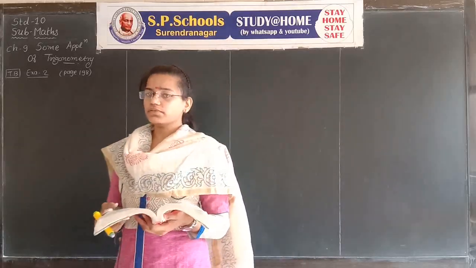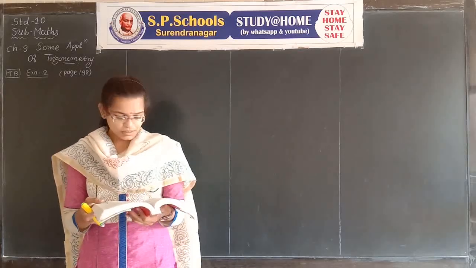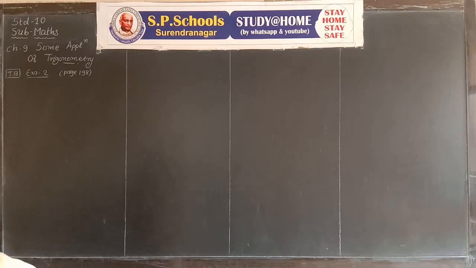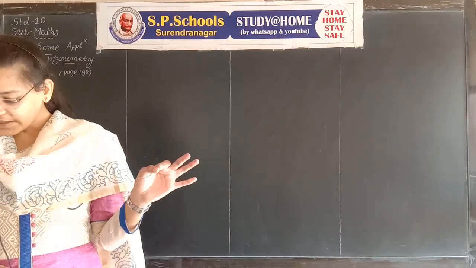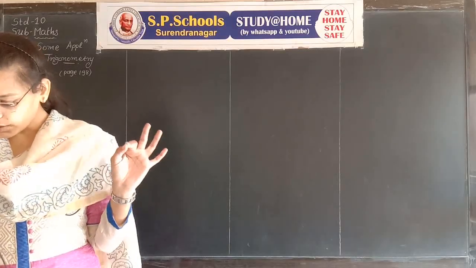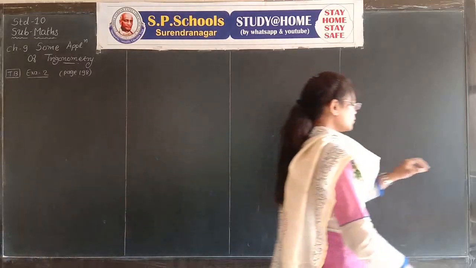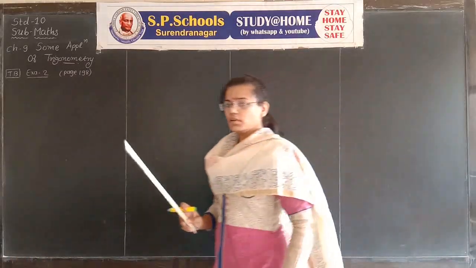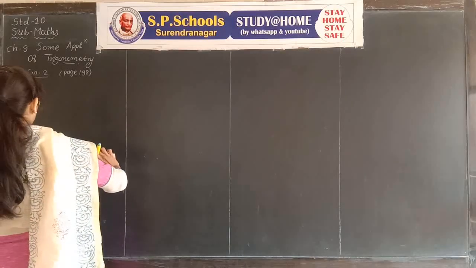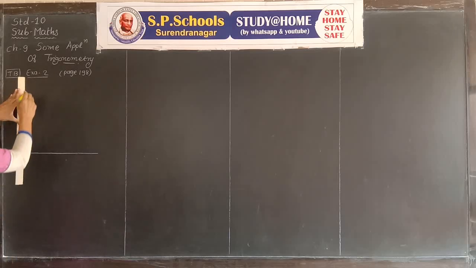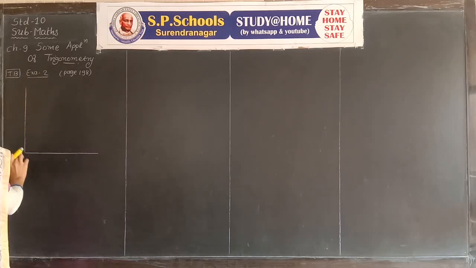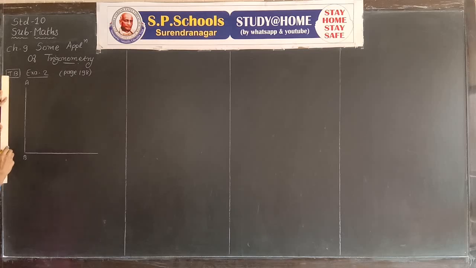As per the given question, first of all we have to draw a neat and clean figure. Use a scale and pencil to draw the figure. What does our question say? An electrician has to repair an electric fault on a pole of height 5 meter. First of all we have to draw a pole of height 5 meter. AB is a pole of height 5 meter.